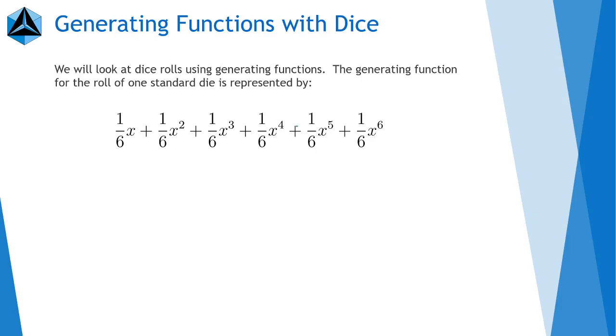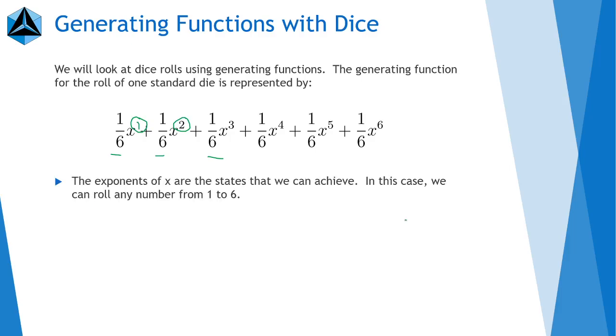If you look at a dice roll using generating functions, the generating function for the roll of one standard die is represented by this generating function right here. As you can see, we have an equal probability of rolling any one of the six numbers, hence the probability of 1/6 on each of these. And our exponents are the states. We can roll a 1 with probability of 1/6, we can roll a 2 with probability of 1/6, and so on. And this is our generating function for the probability of what we can roll on one standard die.